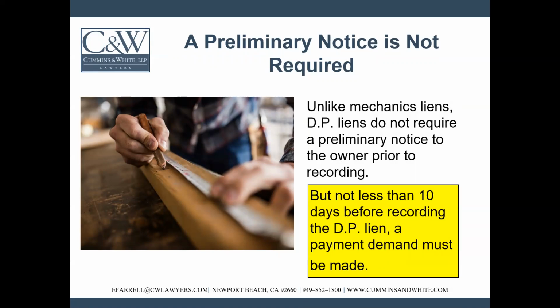However, not less than 10 days prior to recording the lien, a payment demand must be made. So the design professional must be demanding payment from the owner just prior to recording the lien.